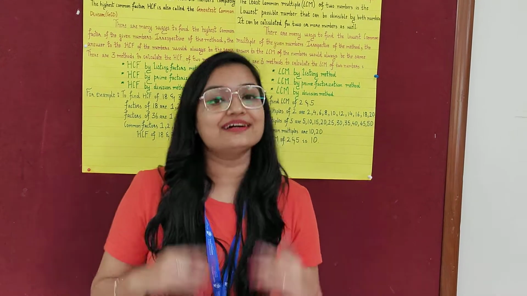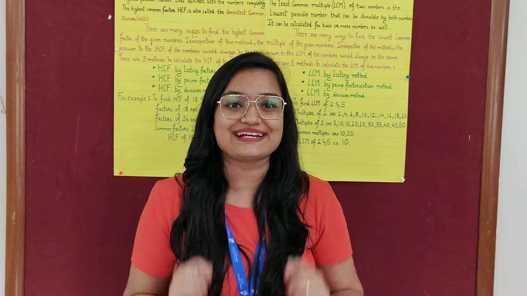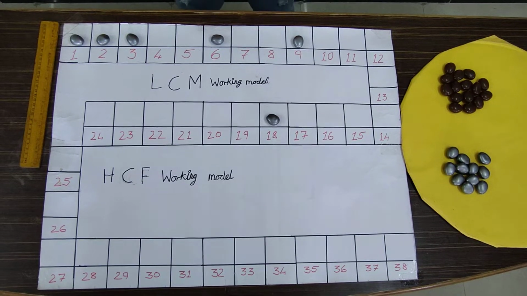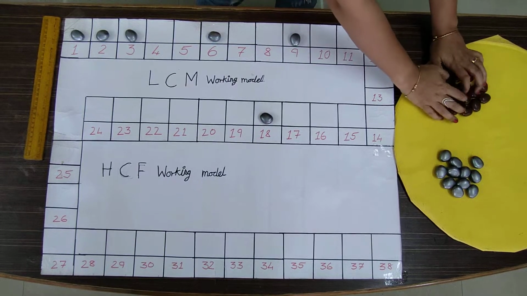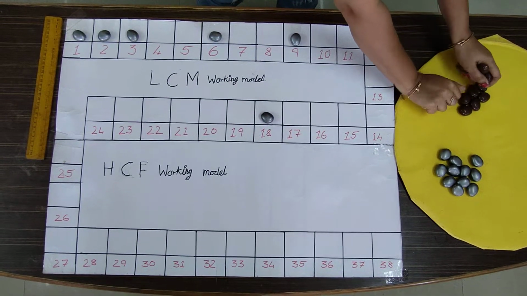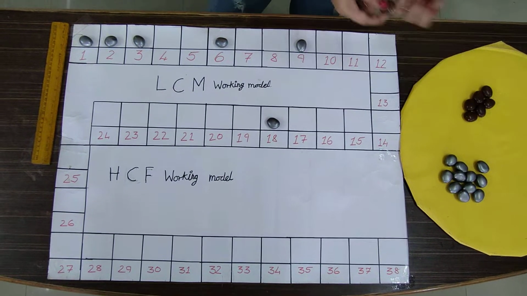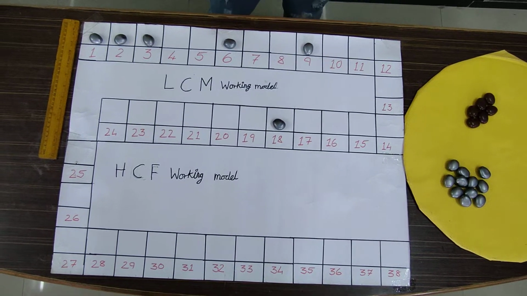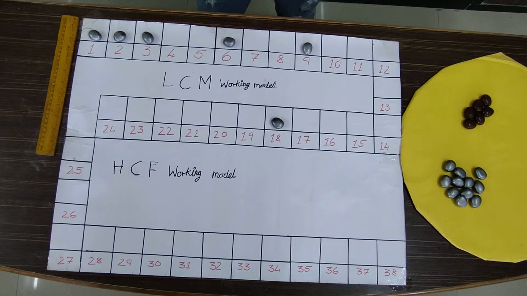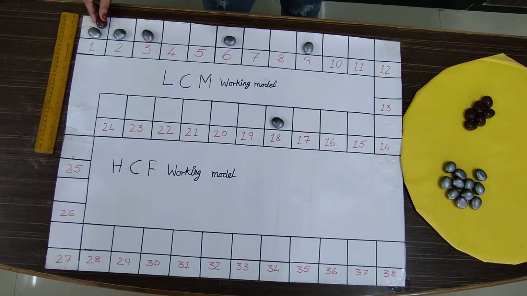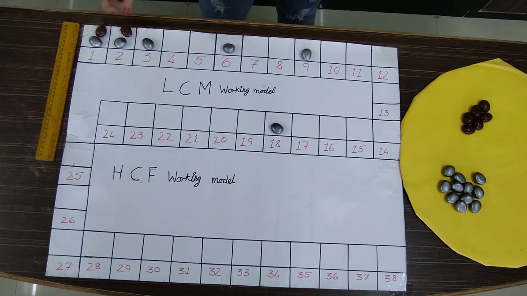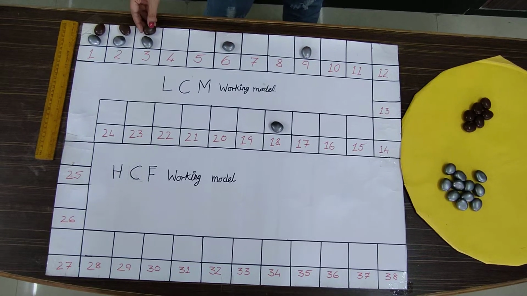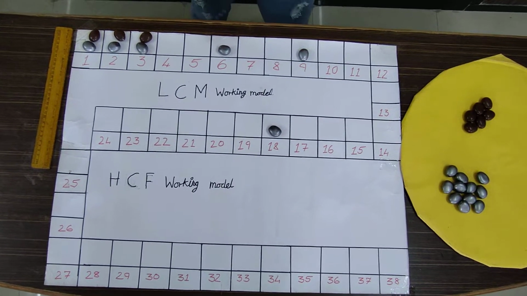Now we will consider the factors of 36. Let's start. To consider the factors of 36, again I am taking a few beautiful pebbles. Now let's see the factors of 36. 1 is the first factor of any number, so I am keeping one pebble over here. Is 2 a factor of 36? Yes. Is 3 a factor of 36? Yes. Is 4 a factor of 36? Yes.